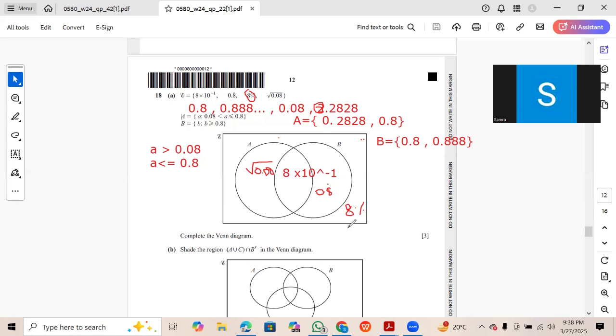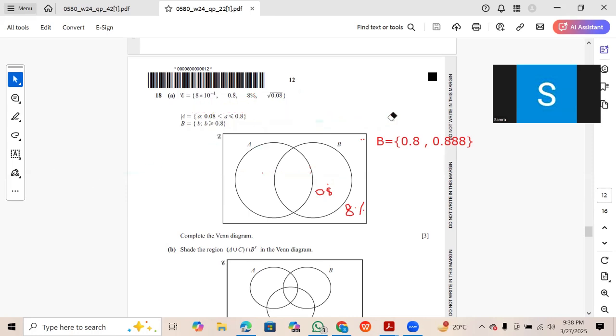Okay, I've written it. Are you done? Yes. Okay. The next one is also about the Venn diagram. So now we will solve the next one.